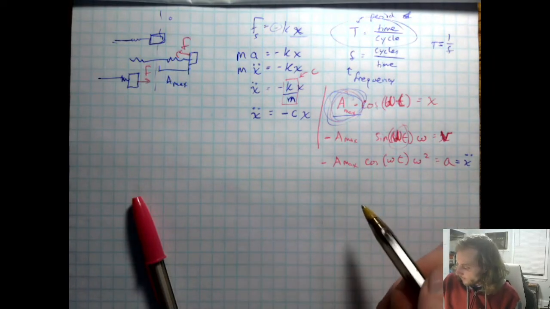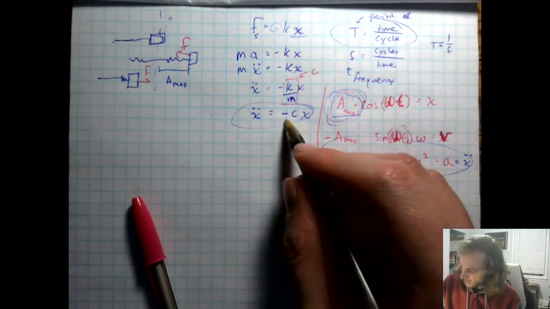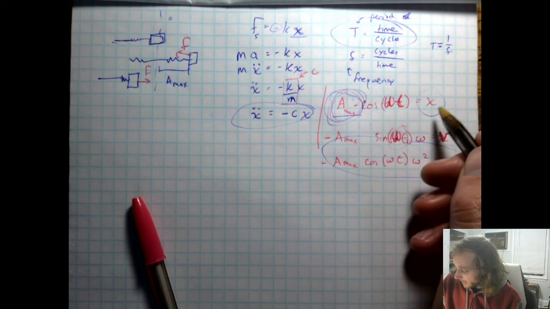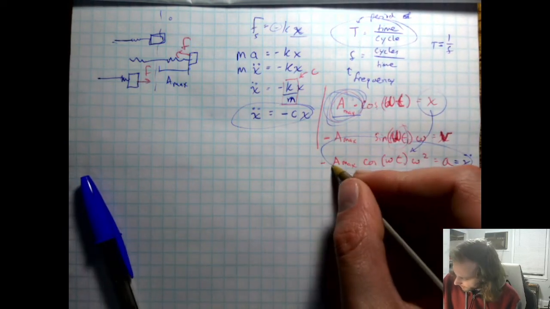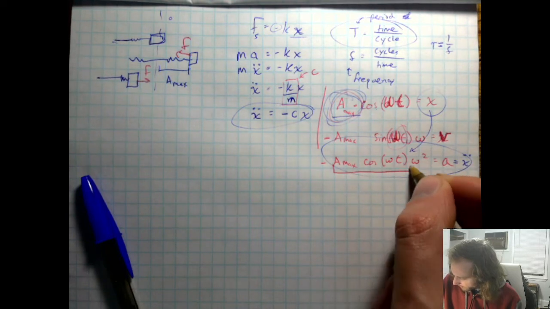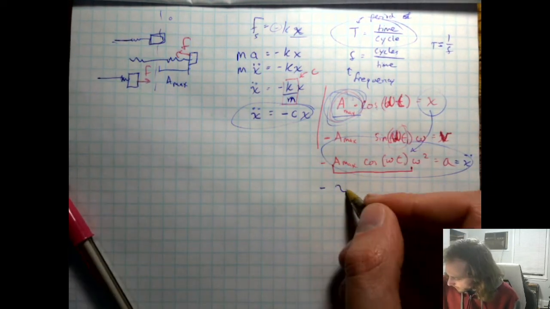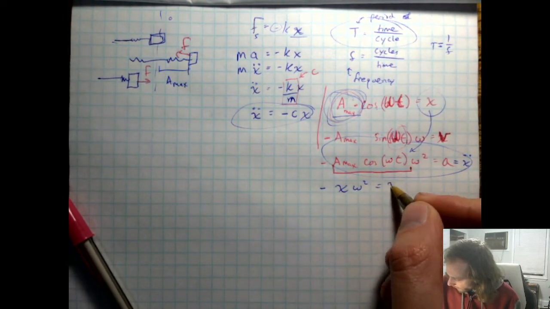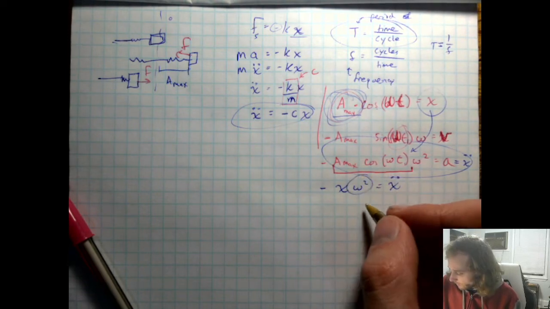Great. So now coming back here to see if this equation fits this equation form that we were shooting for. Well, let's take x and substitute it back in over here. The thing that equals x is A max times cosine omega t. So negative x times omega squared will equal x double dot. Well, that's great. This is a constant.